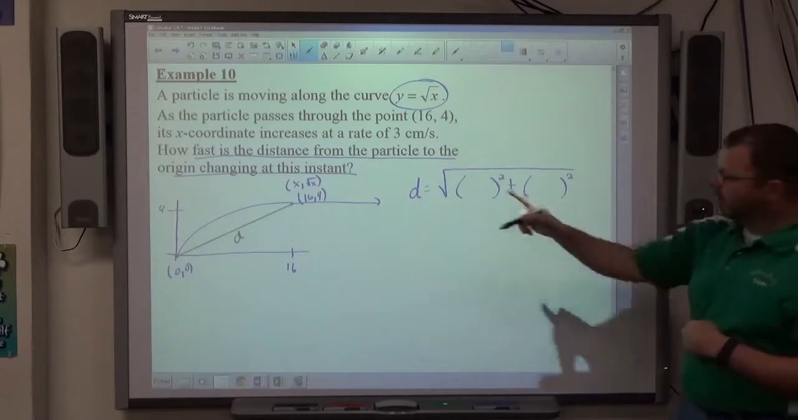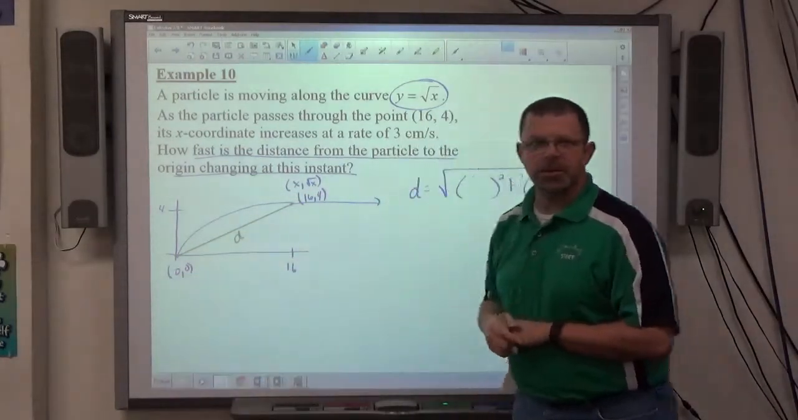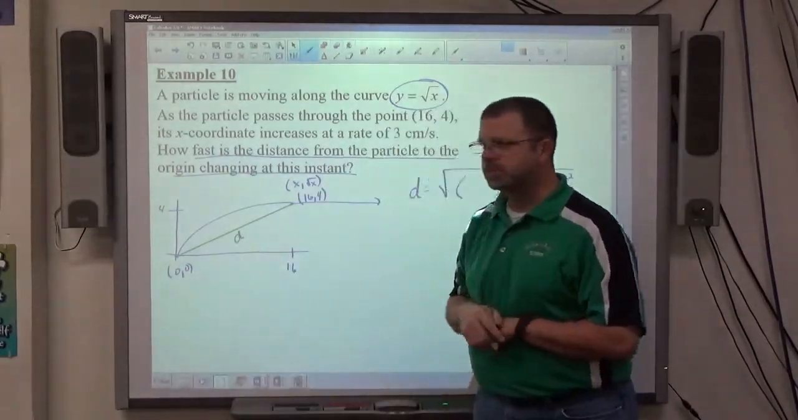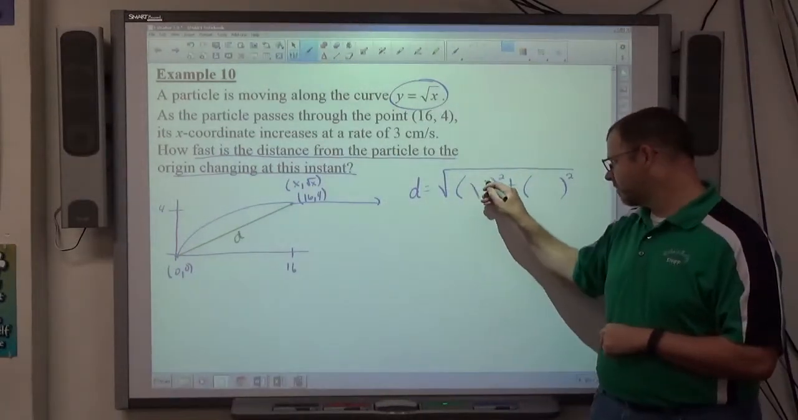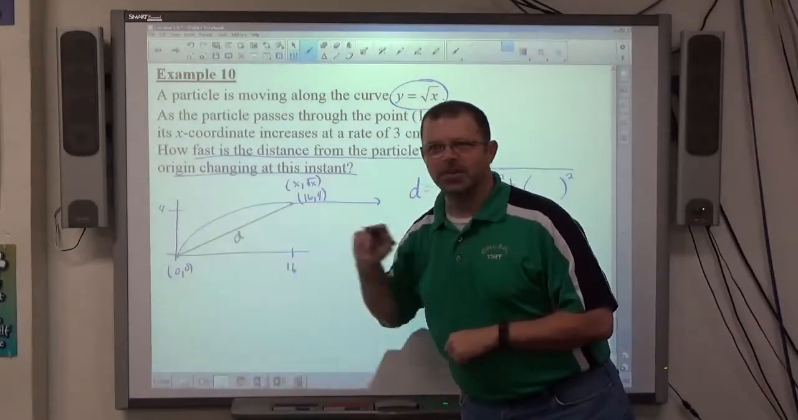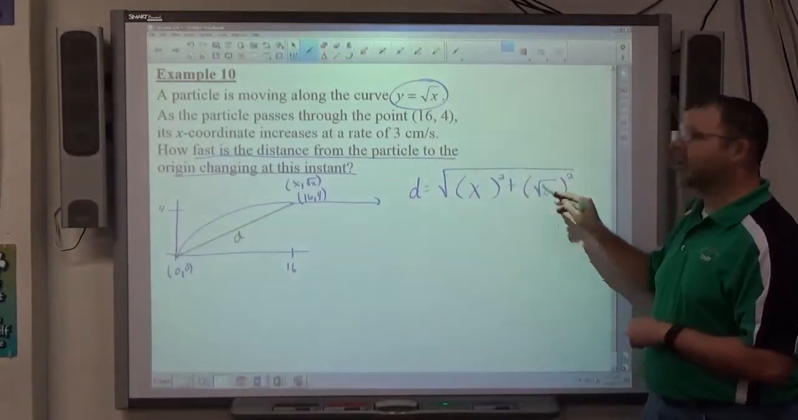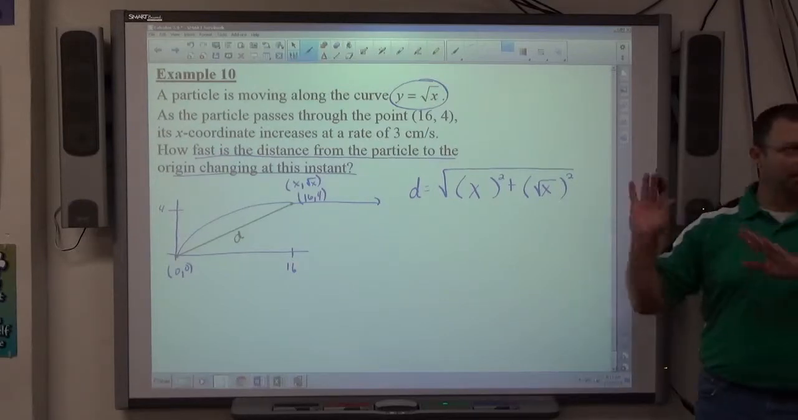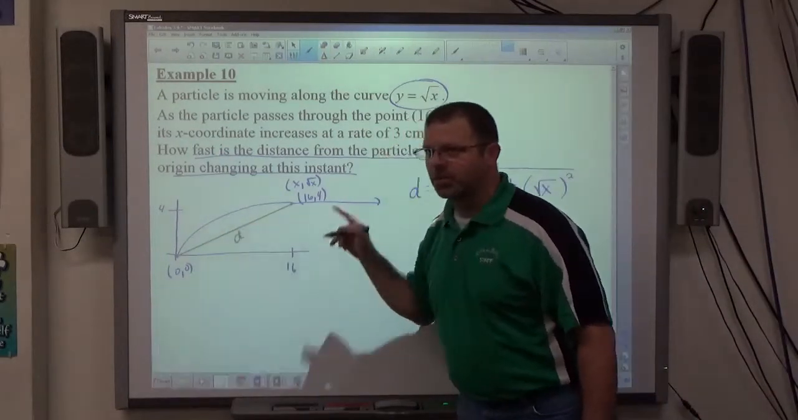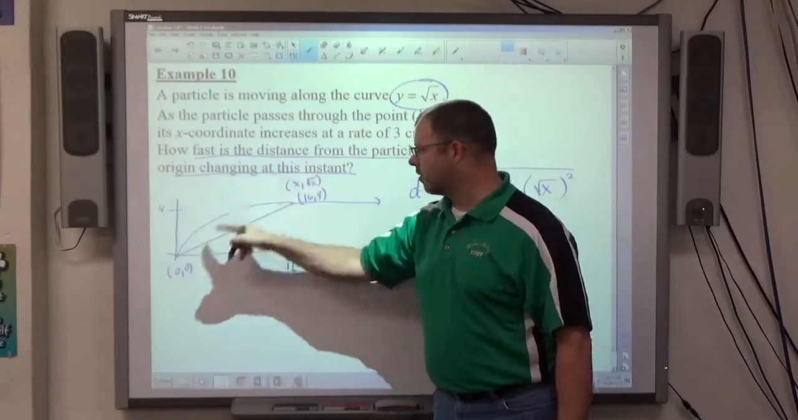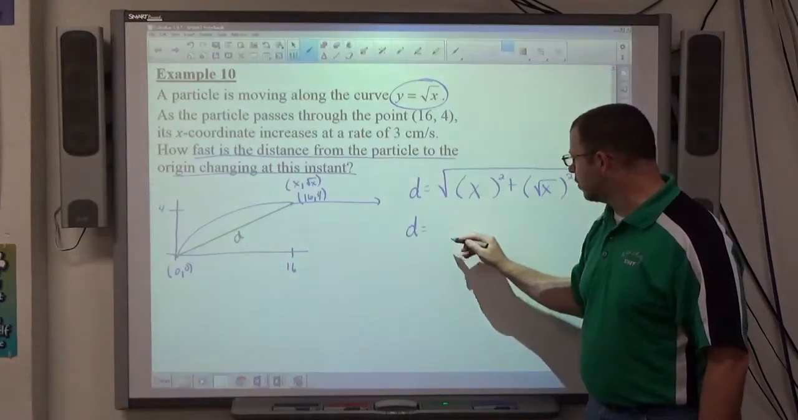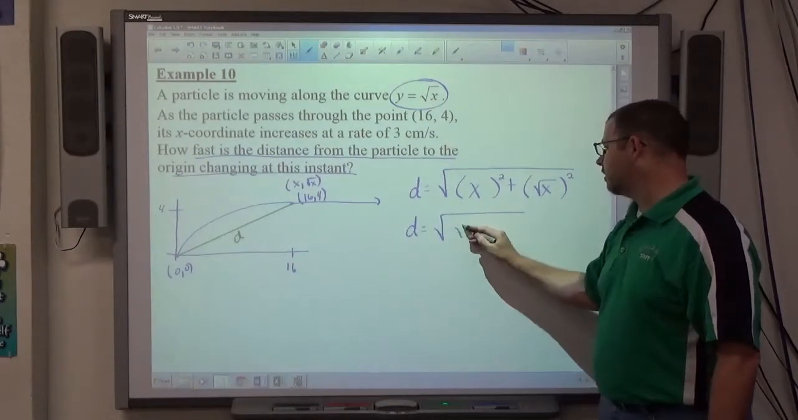And I'm going from x equals x to x equals 0. How far is that? From x to 0: x. How far is it from the square root of x to 0? Square root of x. They're friendly when they give you the origin. If they say how fast the distance from the particle to the point (17, 5), they're not as friendly. So anyway, just keep that in mind. But origin (0, 0): x minus 0 is x, and square root of x minus 0 is square root of x. And if I actually work this out, d equals the square root of x squared plus x.